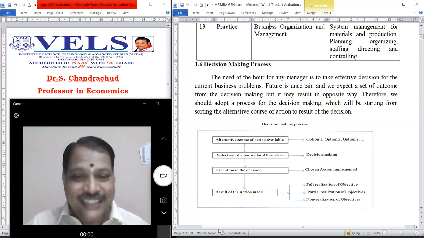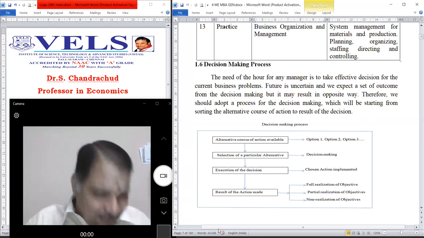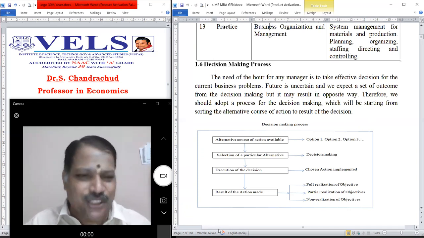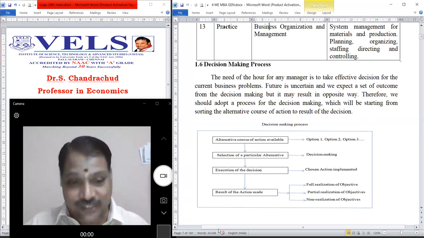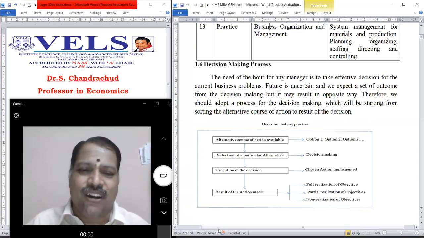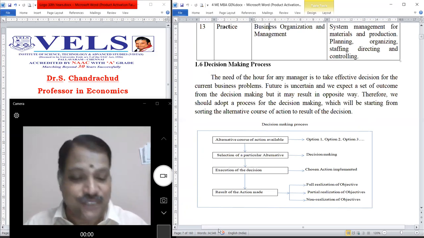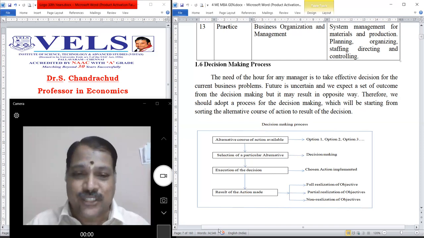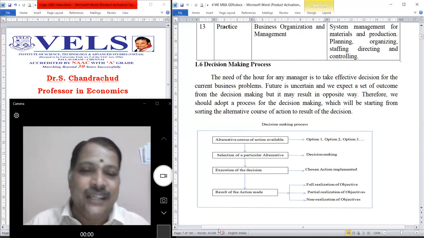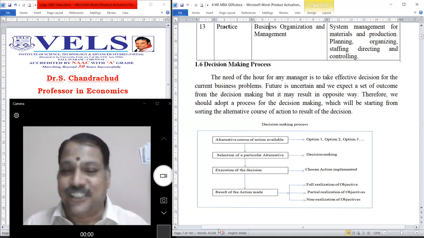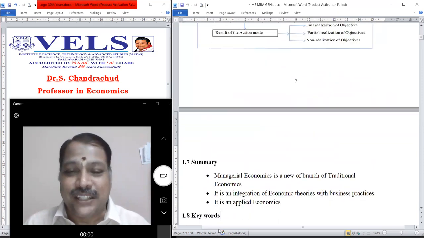Then once it is decided, it should be executed. So from that list of options, we have chosen a particular option and we are going to implement that. After implementing, we have to get the feedback of it. That is whether full realization is achieved, or only partial realization, or non-realization. So we have to divide into 3 categories after taking a decision. So the decision-making process is of 4 steps. First, list out the alternatives, choose the best alternative, implement the alternative, and get the evaluation report of that particular decision. So with this, we are completing the class.